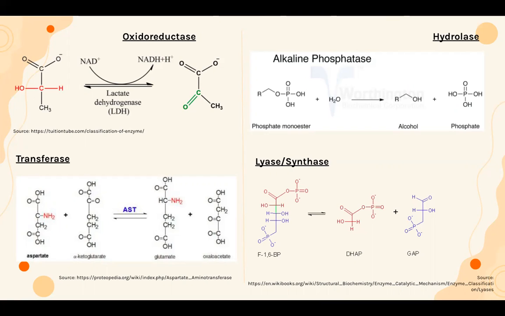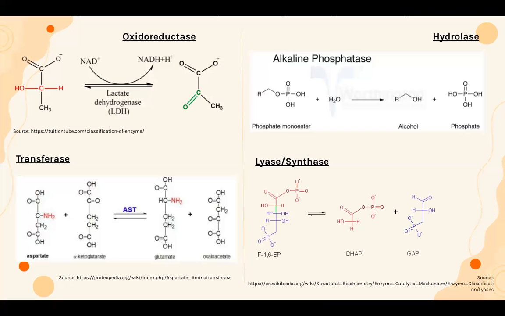Hydrolases catalyze the breaking of a compound into 2 molecules using water. Some examples include phosphatases, which cleave a phosphate group from another molecule, as you can see in the example. Alkaline phosphatase cleaves phosphate monoester using water into an alcohol and a phosphate.